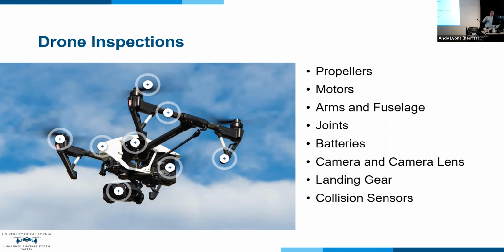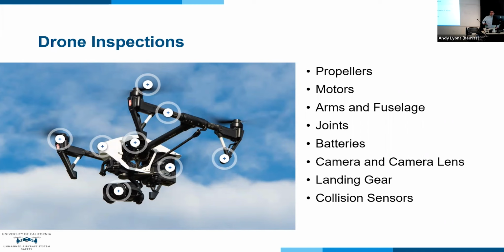Motors, spin your motors. If they can spin, great. If they can't spin, well, then you've got a problem, right? Check your arms and fuselage of your drone. Look for cracks, scratches, anything that might compromise its integrity. Joints, batteries. We'll talk more about batteries. Batteries is a big topic. Your camera lens, make sure those are looking good. Landing gear, if you have them, and collision sensors as well.